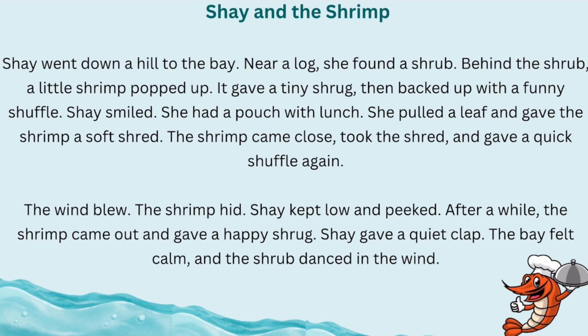The wind blew. The shrimp hid. Shay kept low and peeked. After a while, the shrimp came out and gave a happy shrug. Shay gave a quiet clap. The bay felt calm, and the shrub danced in the wind.